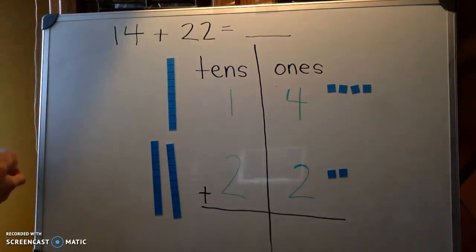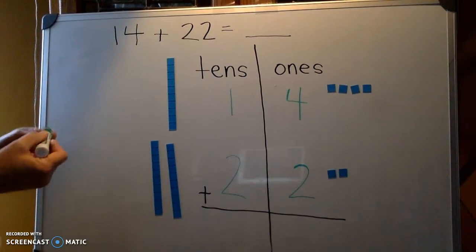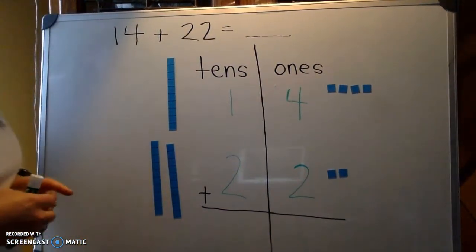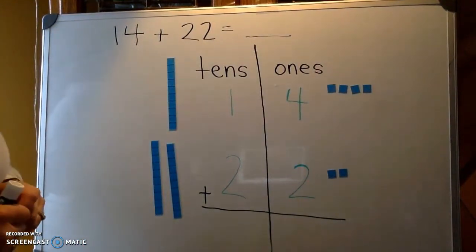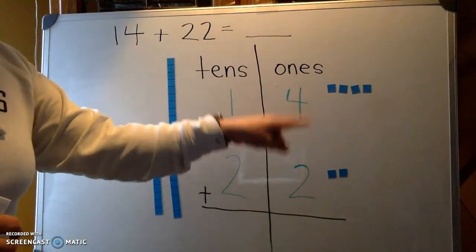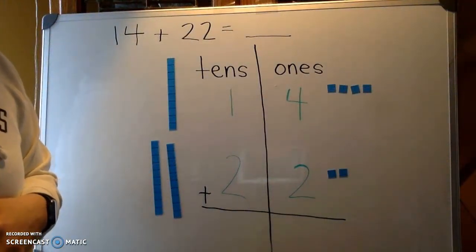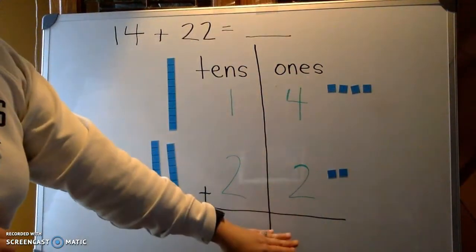Now, the very most important thing you need to remember when you're adding numbers that have two digits is we always need to start in the ones place. Where do we need to start? We need to start in the ones. We add the ones first.